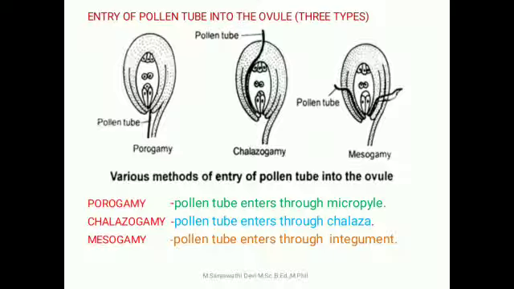Second one, opposite to that micropylar region, the chalaza. When the pollen tube enters through the chalaza, it is known as chalazogamy. Then mesogamy, where the pollen tube enters through the integuments, is known as mesogamy.